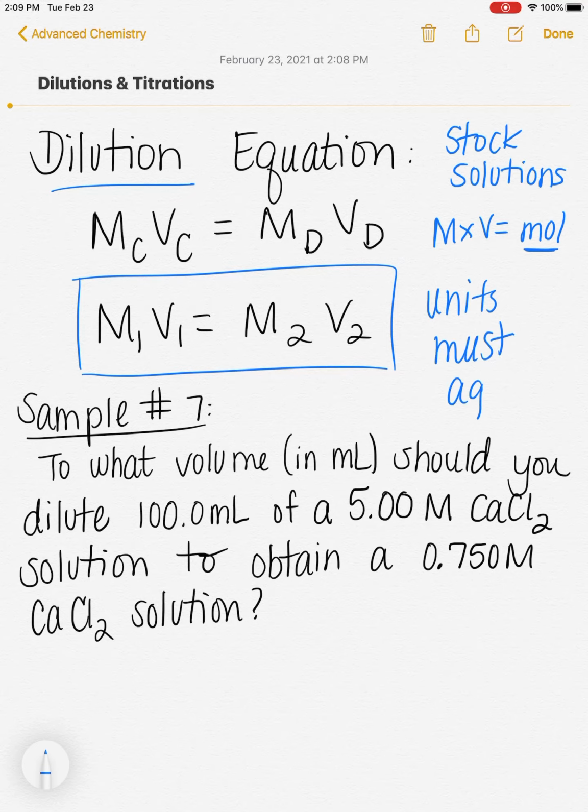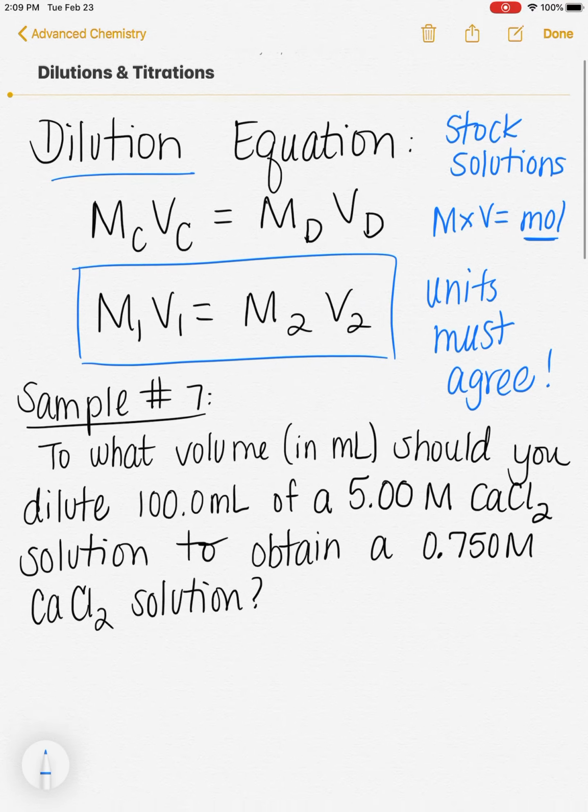In the last lesson, we were talking about when you calculate molarity, that molarity is moles per liter. You don't have to use liters in this equation. As long as both volumes are in milliliters, that's fine. Or as long as both are in liters, that's fine. What you cannot do is have one volume in liters and one in milliliters and expect it to work out.